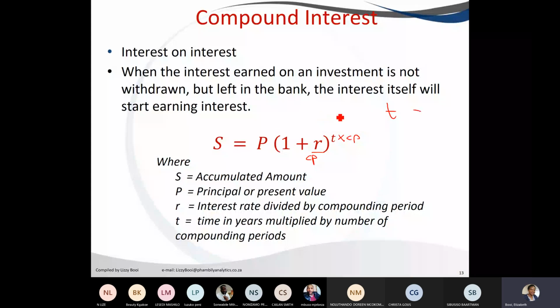So P is your principal amount or your present value. S is your future value. R is your rate that you will pay. Remember, your rate, especially for those who are going to use the formulas, is the rate divided by 100. So divide by 100 to get it to a decimal as well. Okay, what do we mean by compound interest and how do we work with them?